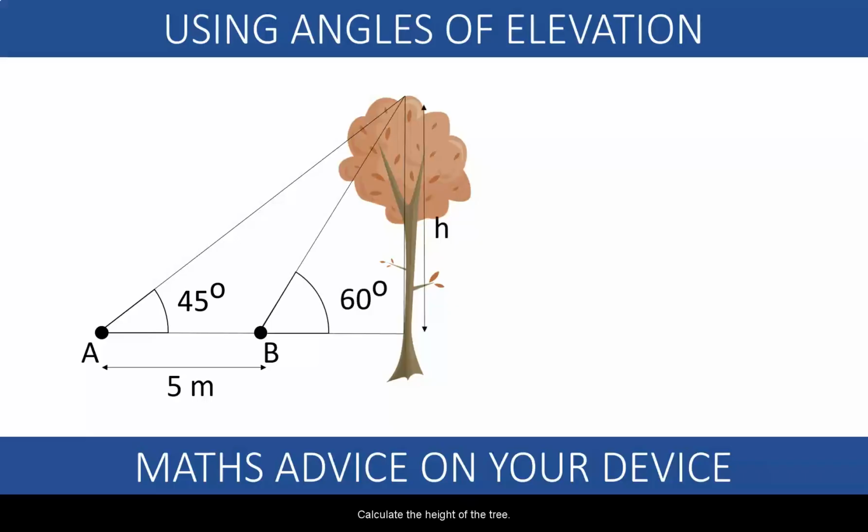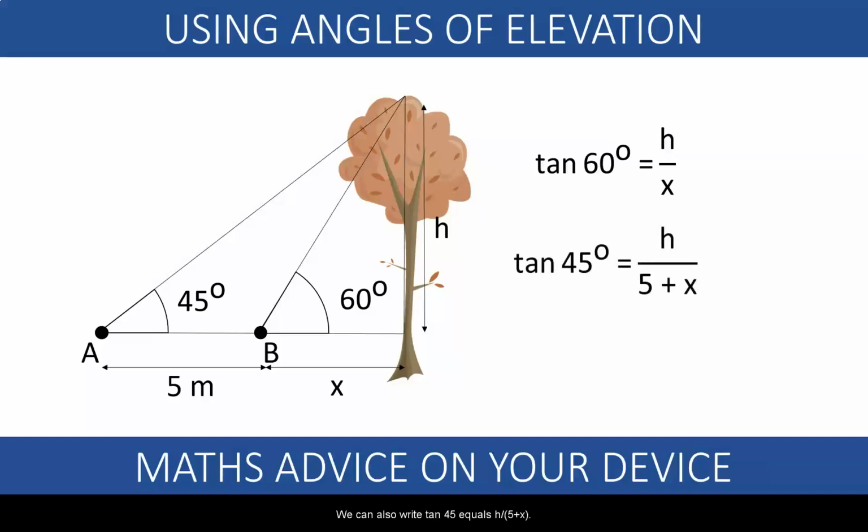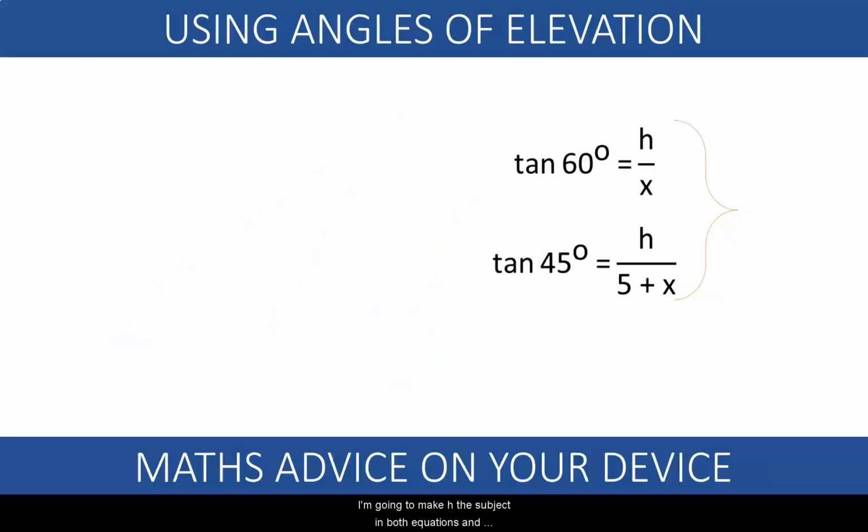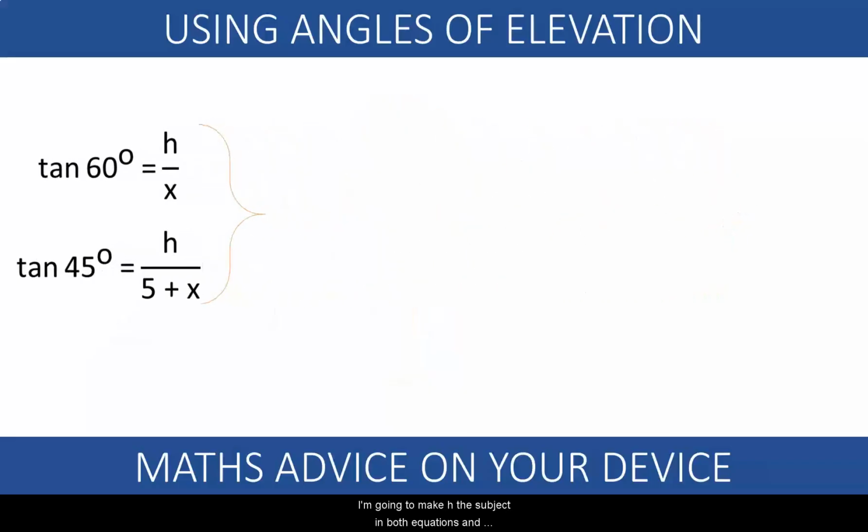Let's call the distance from B to the base of the tree x. We can write the equation tan of 60 equals h over x. We can also write tan of 45 equals h over 5 plus x. We have a pair of simultaneous equations. I'm going to make h the subject in both equations and equate them.